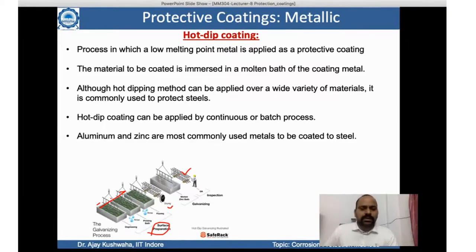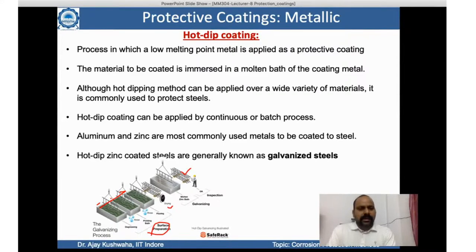Aluminium and zinc are the most commonly used metals to be coated on steel by this method. And further, hot dip zinc coated steel is generally known as galvanized steel. So this word is very popular. You have seen in many advertisements of vehicles, like the bodies are galvanized steel, even the structure is galvanized steel. That means steel is there which has a hot dip coating of zinc, so that the bodies become more protective against corrosion. The corrosion will not affect it that much compared to bare steel.